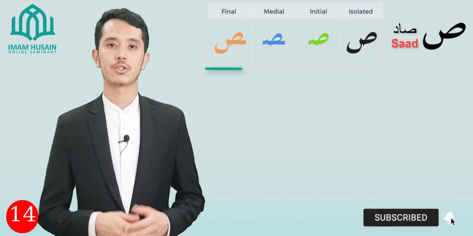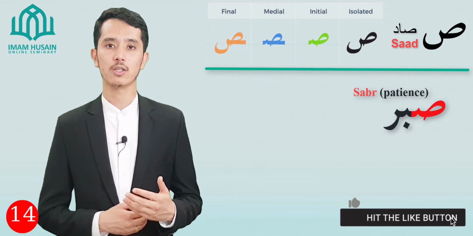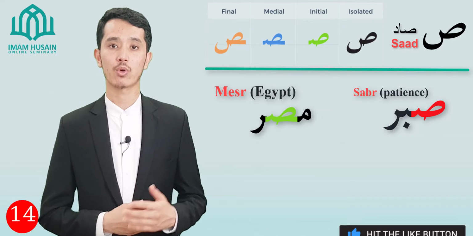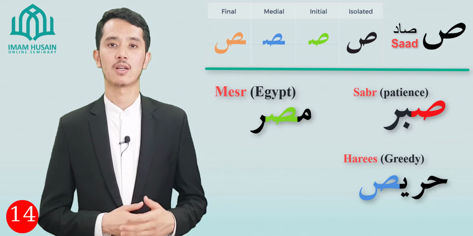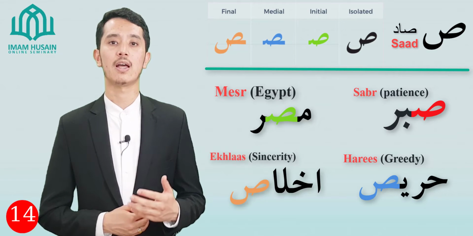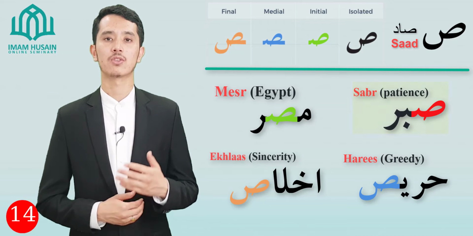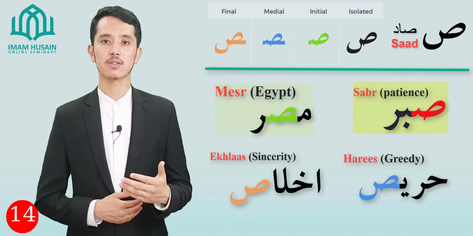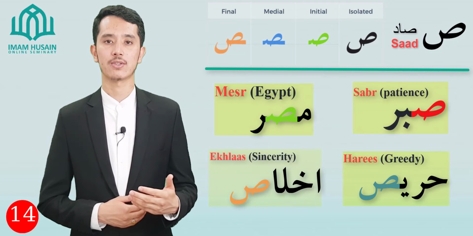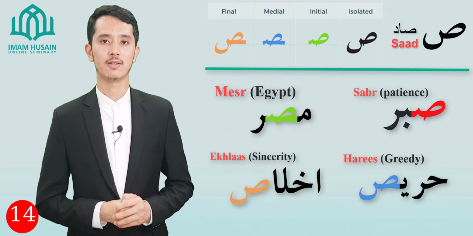Try saying the word sabr, sabr. Next word, misr, misr. The third word, haris, haris. And the last word, ikhlas, ikhlas. One more time, sabr, misr, haris, and finally, ikhlas. MashaAllah. Can you identify the different forms of this letter now?